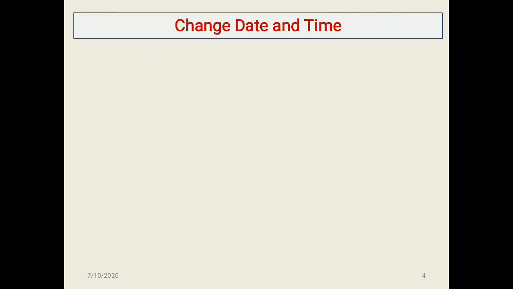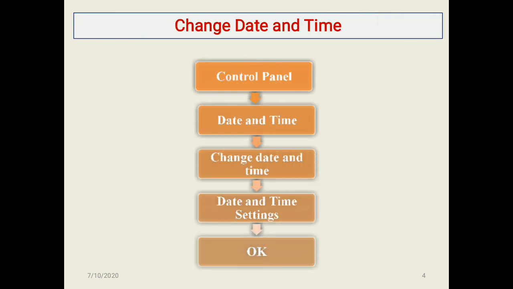Now how to change the date and time of a computer system? You have to follow the given steps. Step 1, open control panel and switch to large icon view. Second, click on the date and time option. The date and time dialog box appears. Step 3, click on the change date and time button. The date and time settings dialog box appears. Step 4, change the date and time and click on the OK button.